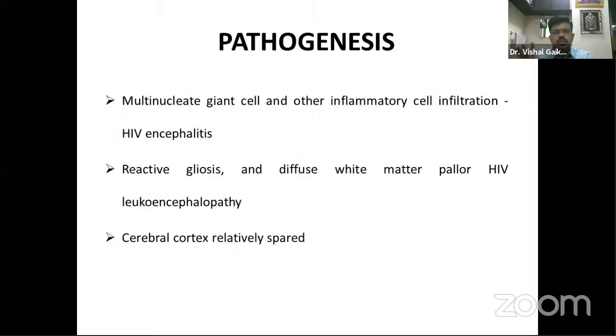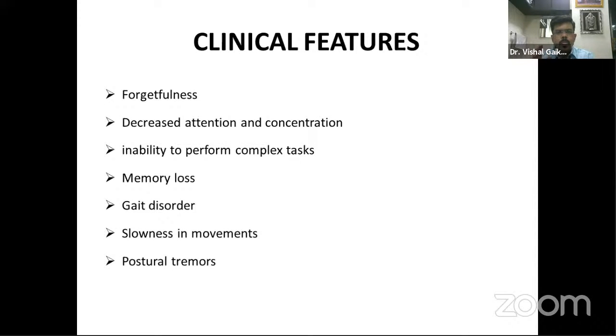If you see the pathophysiology in the brain biopsy or autopsy of the patient, in HIV encephalitis, the characteristic feature is multinucleate giant cell and other inflammatory cell infiltrations like macrophages and monocytes. And in leukoencephalopathy, the most characteristic feature is presence of white matter pallor along with reactive gliosis. The cerebral cortex is comparatively spared.